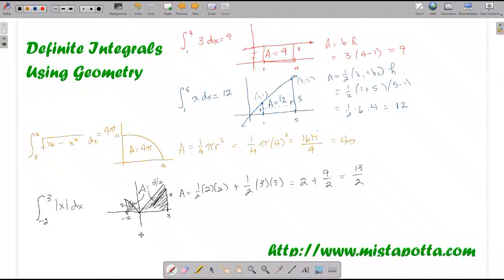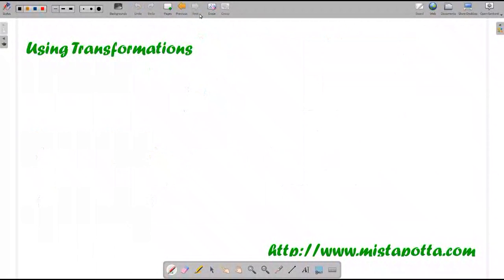So I can talk about this from a purely geometric standpoint, using the formulas that we've learned in our geometry class. The formulas for areas of rectangles or trapezoids or circles or triangles. But there's another way that we could do this, and it's just by taking a look at the transformations that we learned back in Algebra 1.